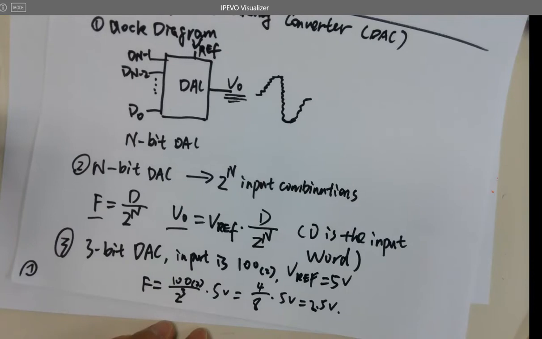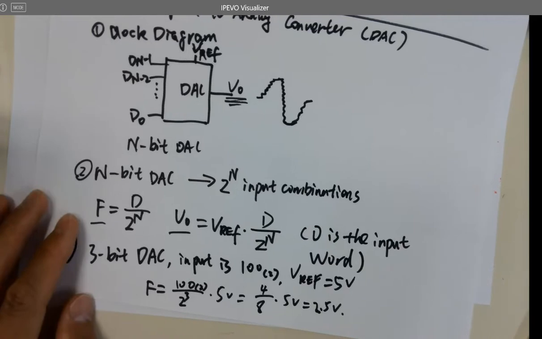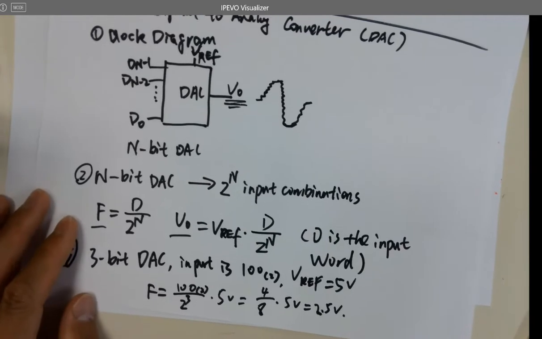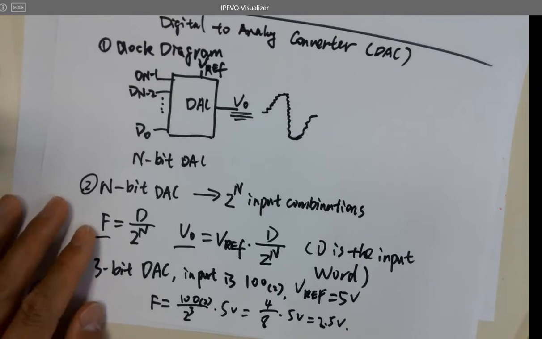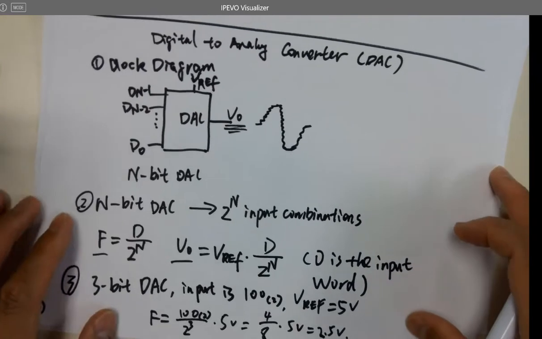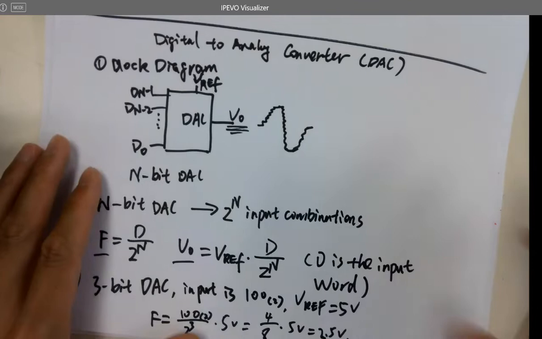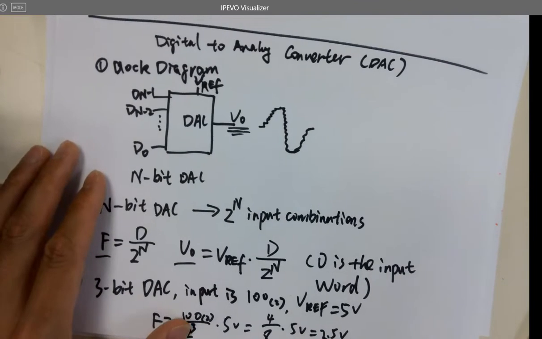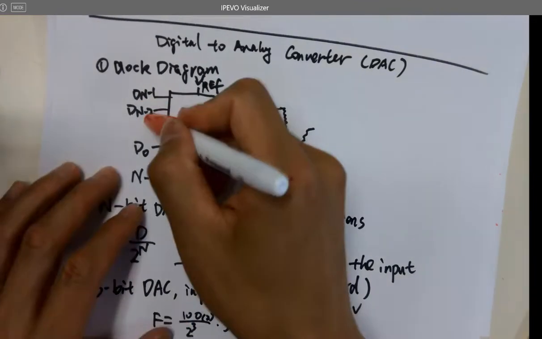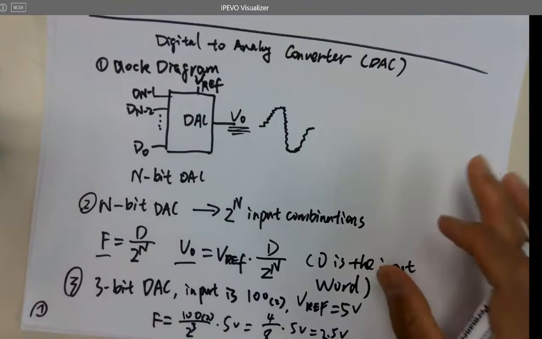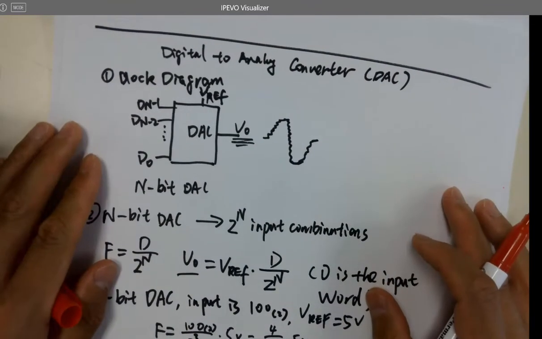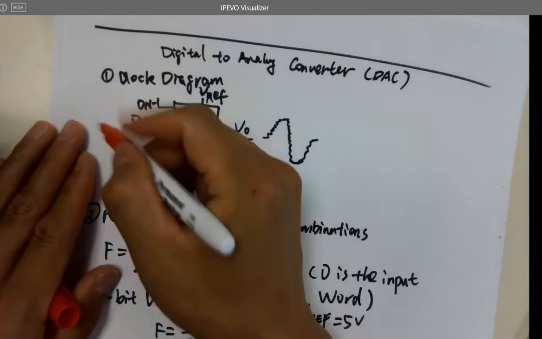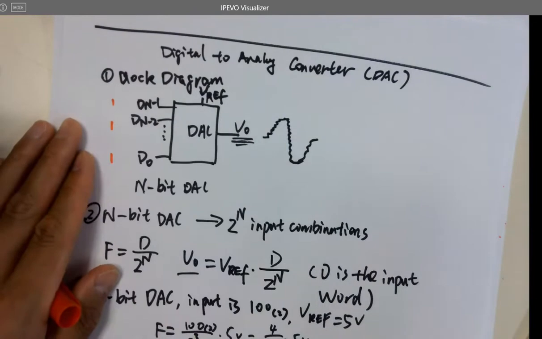So another question is, what's the full scale voltage output? What's the largest voltage you can get over here? You have to think about what's the largest number you can have over here. You have all ones, right? So what is that number?